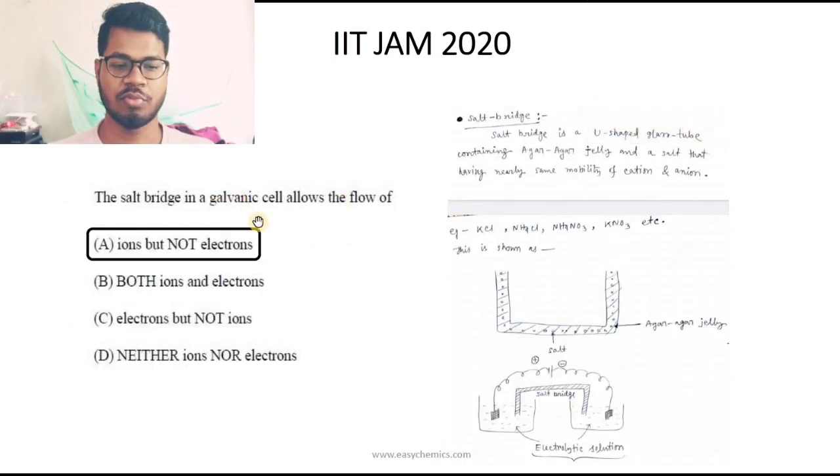The second question: the salt bridge in a galvanic cell allows the flow of ions but not electrons. That is, the salt bridge allows the flow of ions like Na plus, K plus, but not the electrons. That's true. This is the screenshot of my material, and if you read these things, you will get the answer.